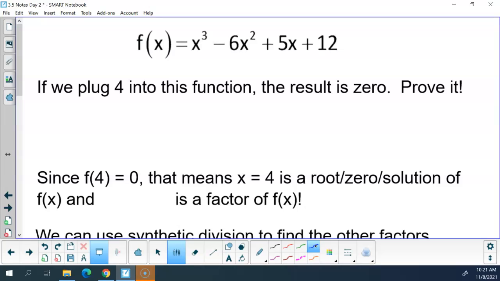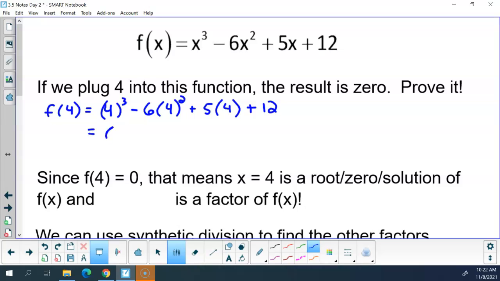6 times 16, 96. It's negative 24. No. Please excuse my dear Aunt Sally. Parentheses first, exponents next. You've got to square the 4 first, then multiply it by the 6. Yes, that's what it is.